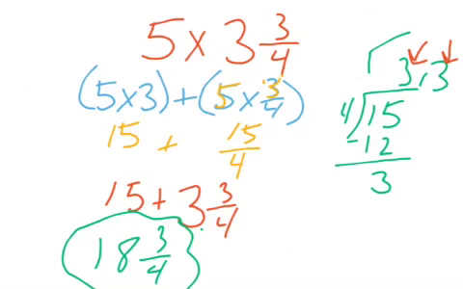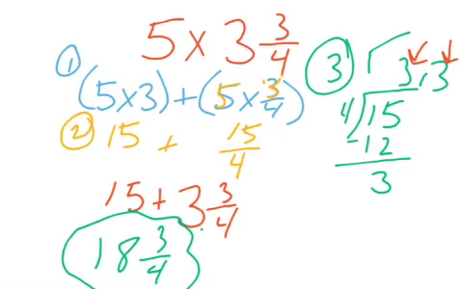If you're solving it this way, step number 1 is to write it using the distributive property. This is step number 2 right here, to actually multiply. Step number 3 is to take that improper fraction, divide, and turn it into a mixed number, which happened right here. And finally, you have to add all those steps together.